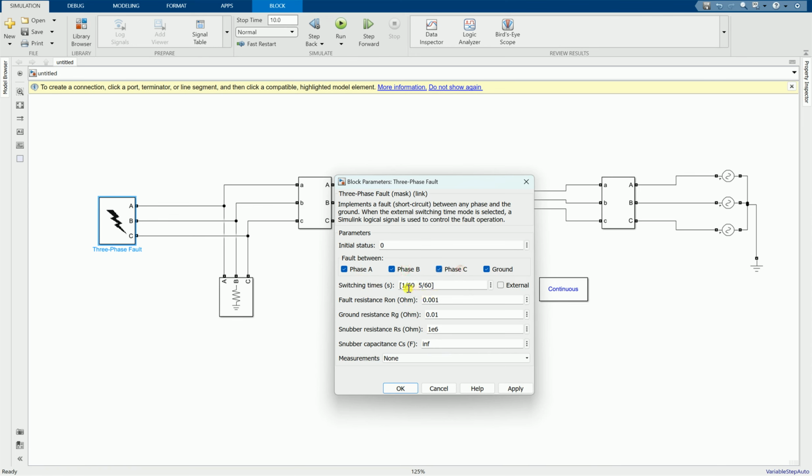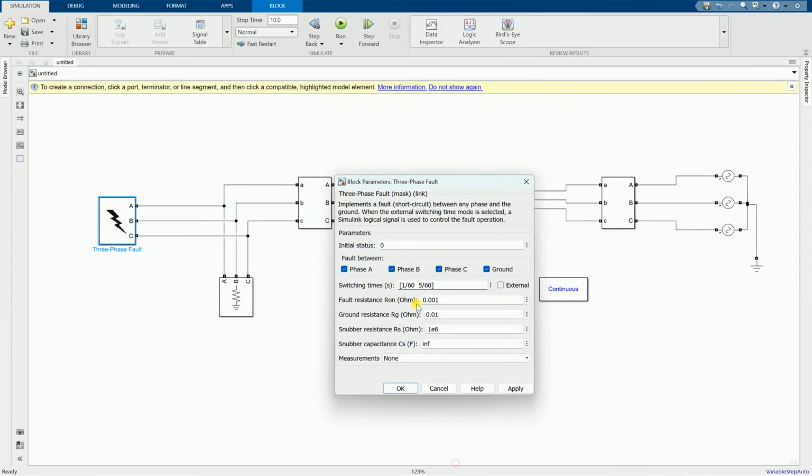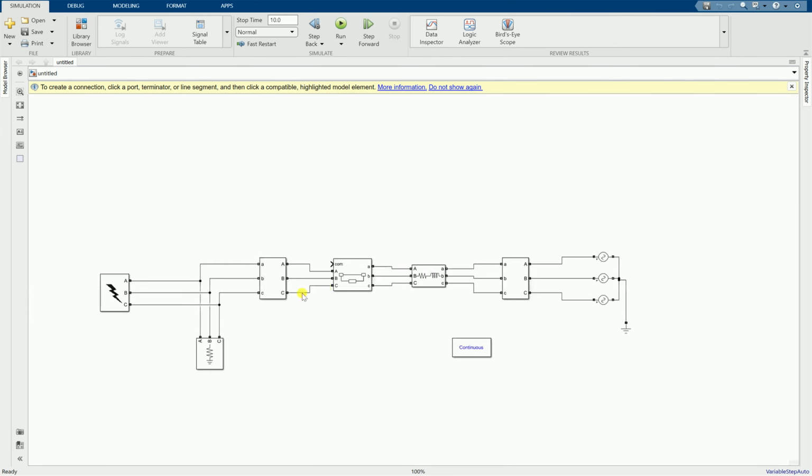Then we have the switching time. When does the fault occur and when does the fault end? Here the fault will start at 1 second and end at 2 seconds. Then you have other parameters such as fault resistance and ground resistance. I usually keep them as they are. Then okay.